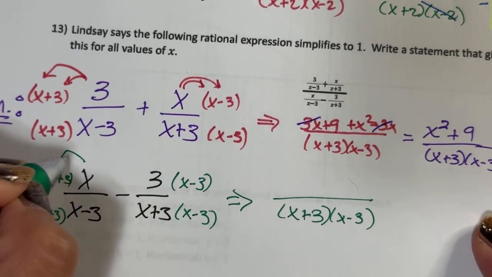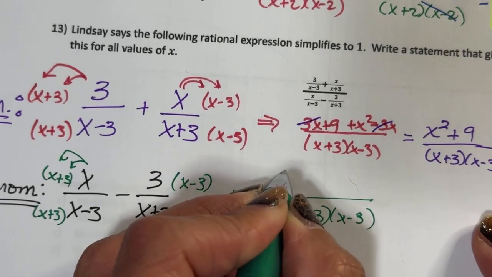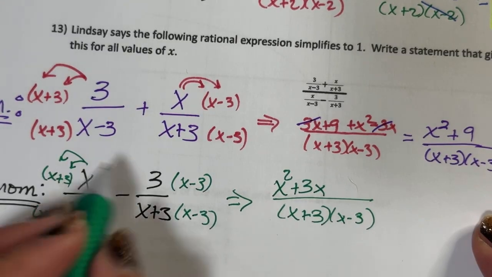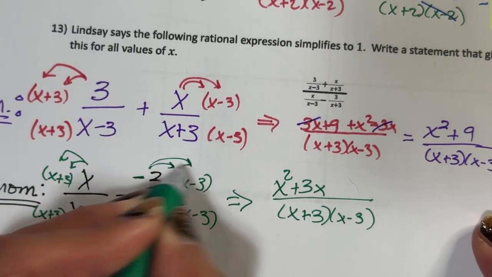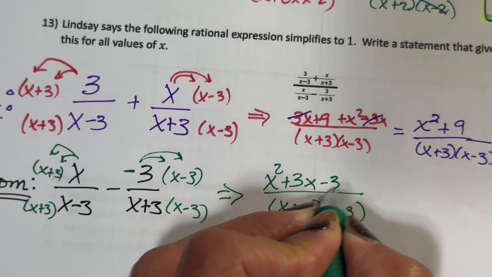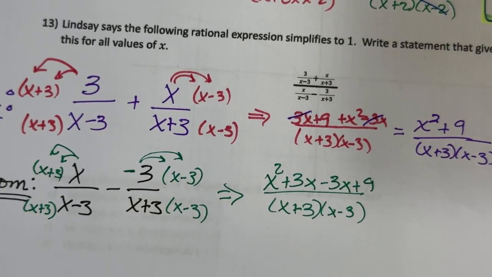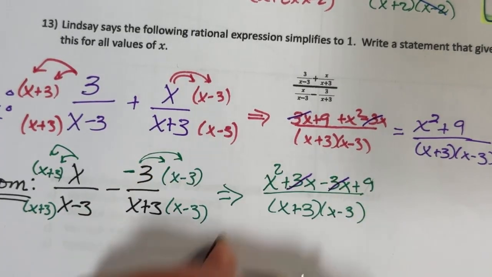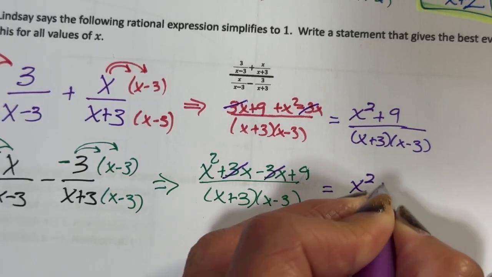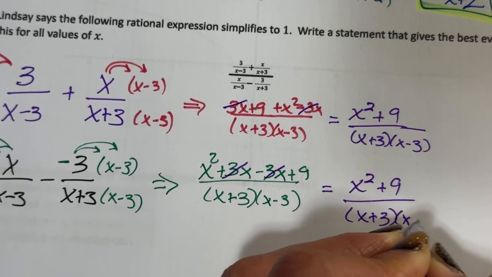And we're going to have to distribute this x. X times x is x squared. X times 3 is 3x, so x squared plus 3x. Now this one's minus, so it's not just a 3, it's a -3 that we have to distribute. We have to be careful when we're subtracting. So -3 times x is -3x. -3 times -3 is +9. And then, oh my gosh, the same thing just happened. The x's cancel, so they add up to 0. And all we have left is x squared plus 9 over x plus 3, x minus 3.